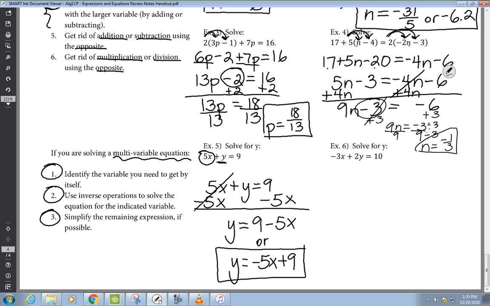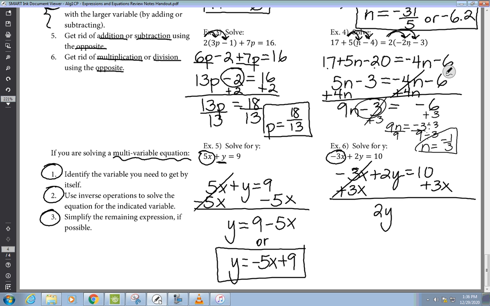So example 6 is actually pretty similar, except there's a number in front of the y. So the negative 3x would have to go. So get the problem written here. So the opposite of negative 3x would be positive 3x. Add 3x to both sides. 3x's drop out. We have 2y equals 3x plus 10.